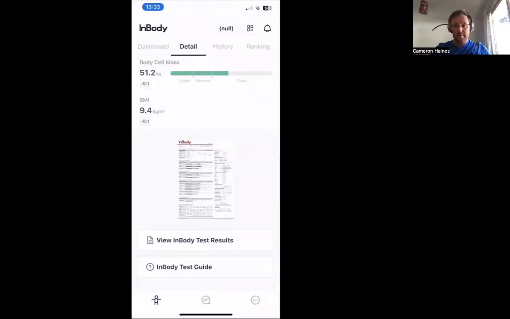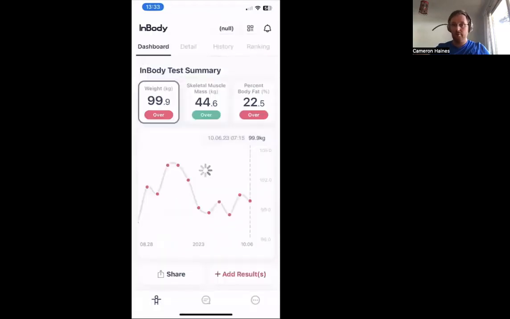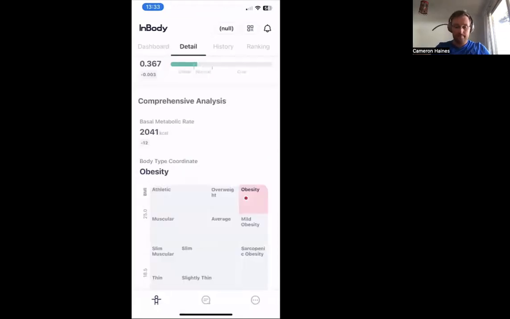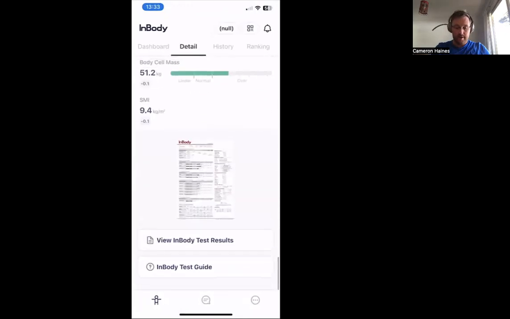So the way that I have found my InBody scan, you'll see from here, you'll open up your report in the InBody app, which is the dashboard. We are going to click on detail. We are going to scroll down and then hit view InBody test results. This gives you an A4 page that you can just hit the download button in the top right. I believe it's on all devices, Android and iOS. And you could share that report in whatever way you wanted to.